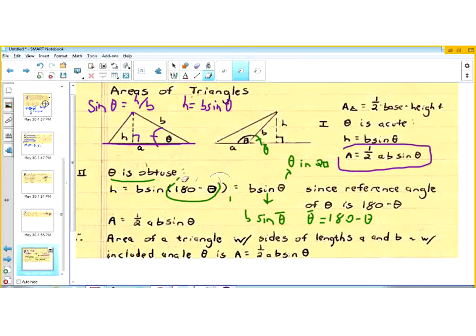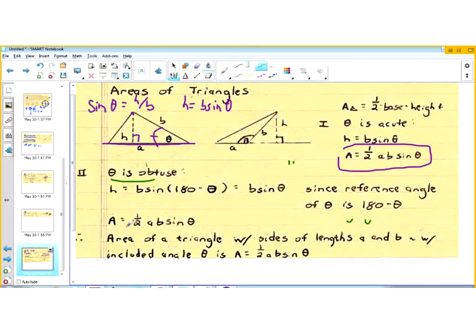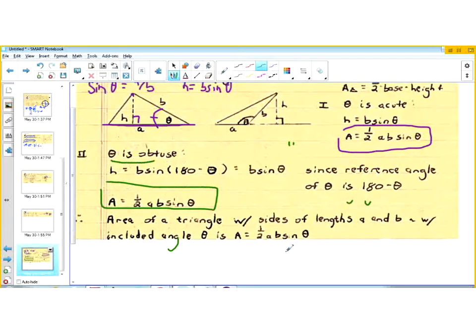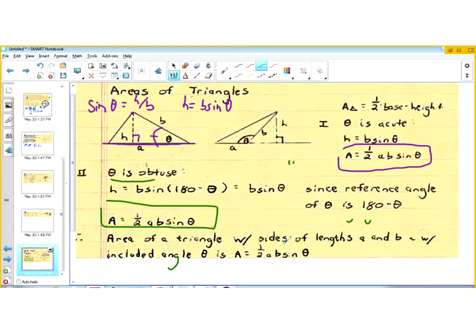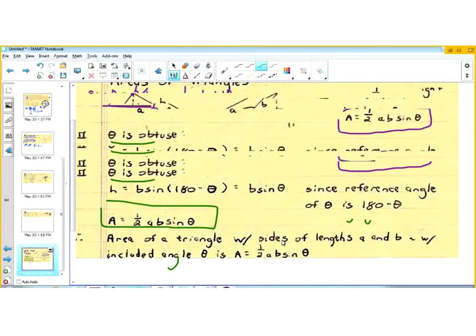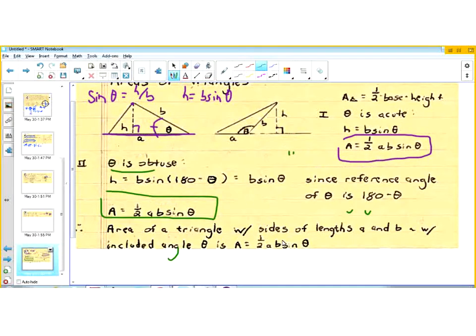It's a little bit subtle. So we can take the height and plug it back into the area formula, and then we get the same result as with an acute angle. So the takeaway is the area of a triangle with sides of lengths a and b and with included angle theta is area equals 1/2 ab times the sine of the included angle. And obviously the angle has to be less than 180 degrees because we know that the sum of the measures of the three angles of a triangle equals 180.